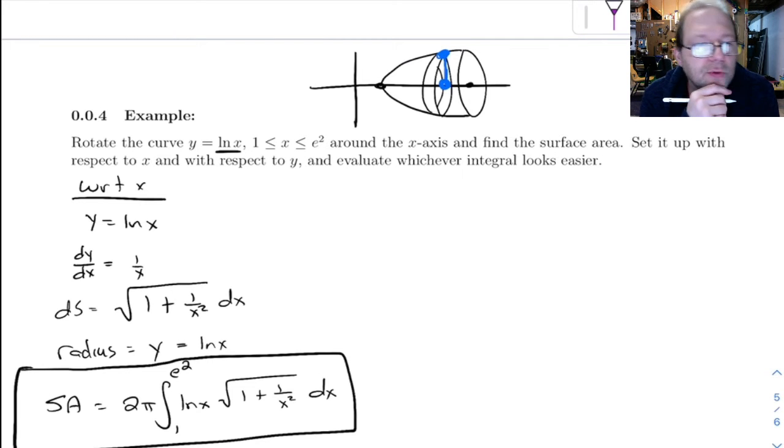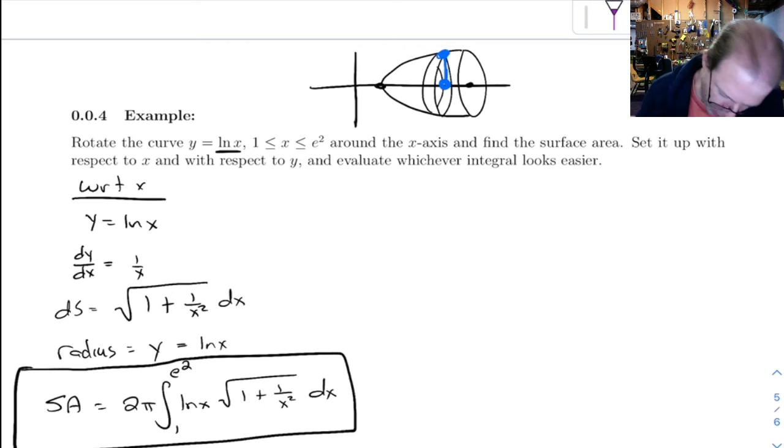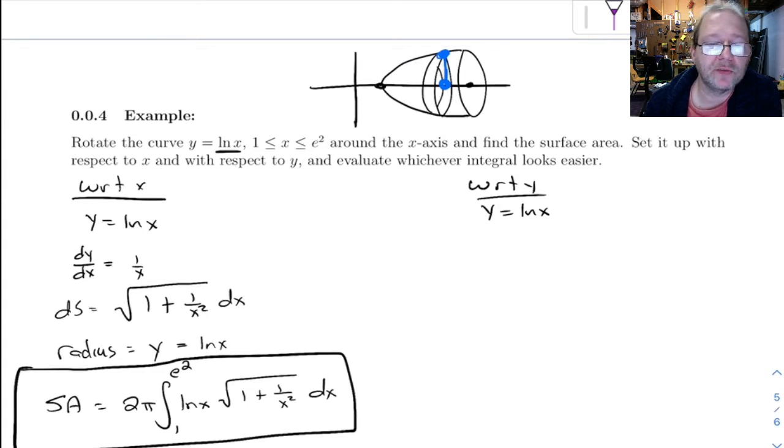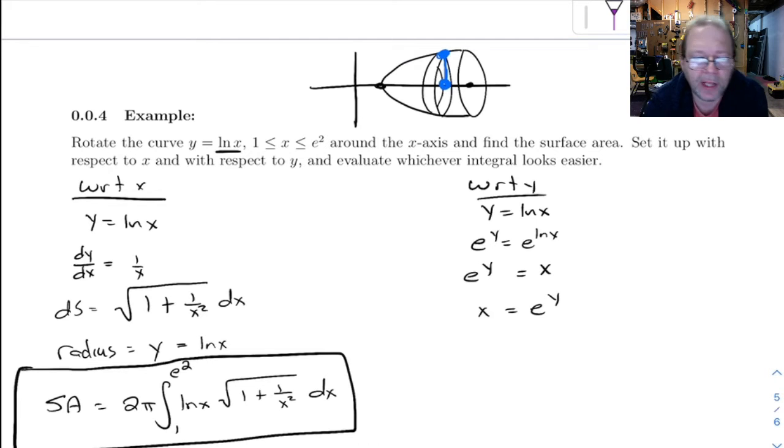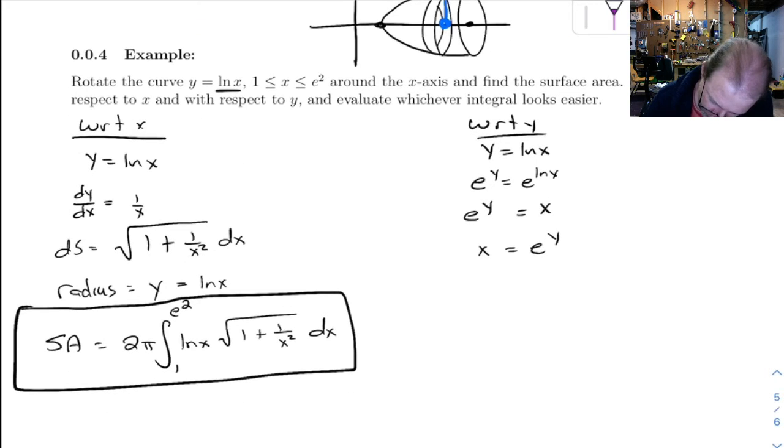Now, we also need to set it up with respect to y. All right, if we take y equals ln x, if we want to solve that for x, we need to do e raised to both sides. So we'll get e to the y equals e to the ln x. So x equals e to the y. I'm going to write that just in the other direction: x equals e to the y. And now let's take the derivative. The derivative dx dy is going to be e to the y.